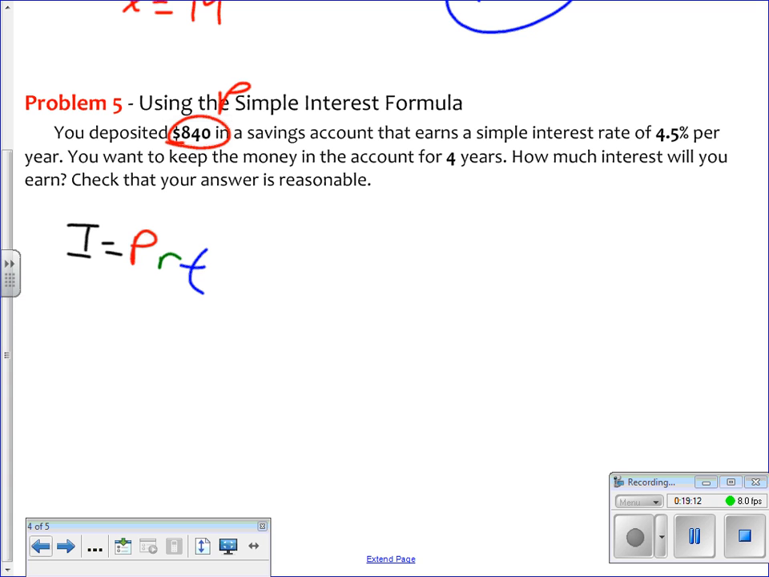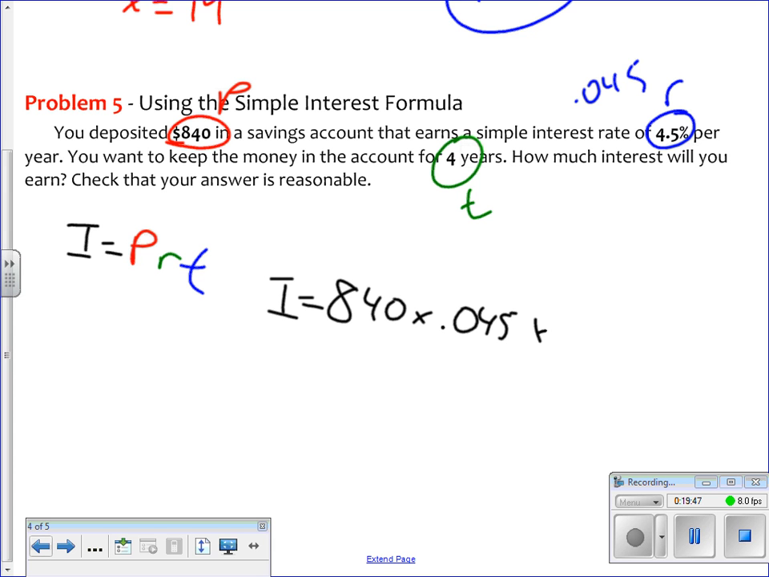What is my rate? It's 4.5%, but what do I need to do to my rate to make it work in here? Make it a decimal, so that would be 0.045. And then my time, and actually I got the colors wrong on those two, but what's my time? 4 years, that's my time. So my interest equals my principal, 840, times my rate, 0.045, times my time, 4.